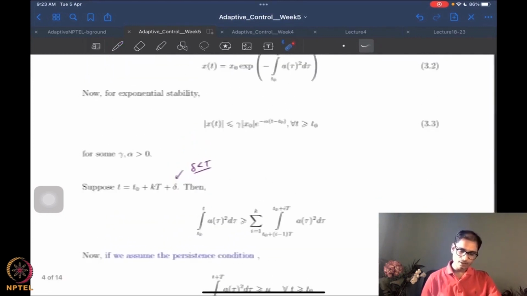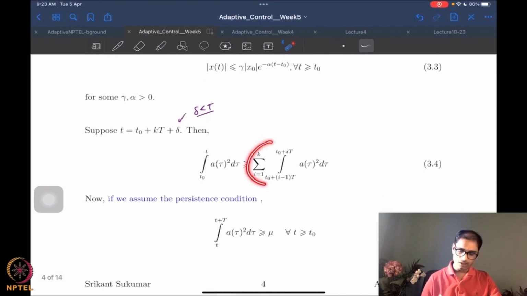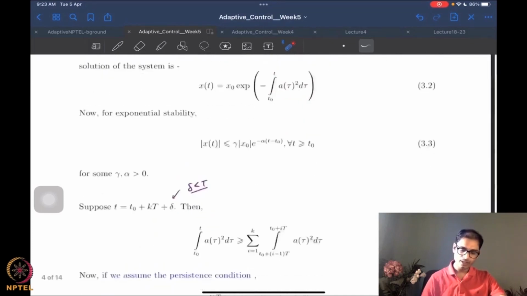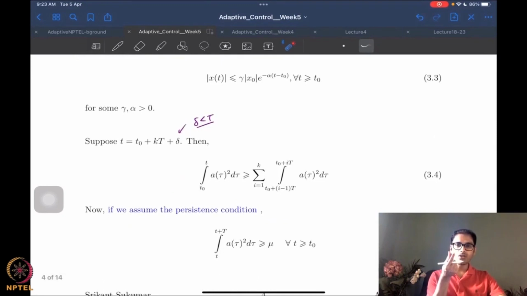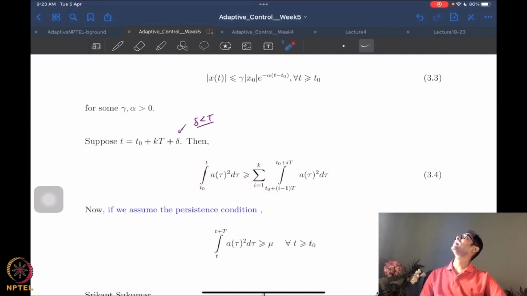So I try to evaluate this integral, and that integral is in fact greater than or equal to this integral. Why is that? What I have done is I have ignored this last piece. But what do I know? The integrand a squared is non-negative, right? Therefore, if I ignore a piece in this summation, then I am possibly only reducing the value, not increasing it. Therefore, this is greater than or equal to this guy.